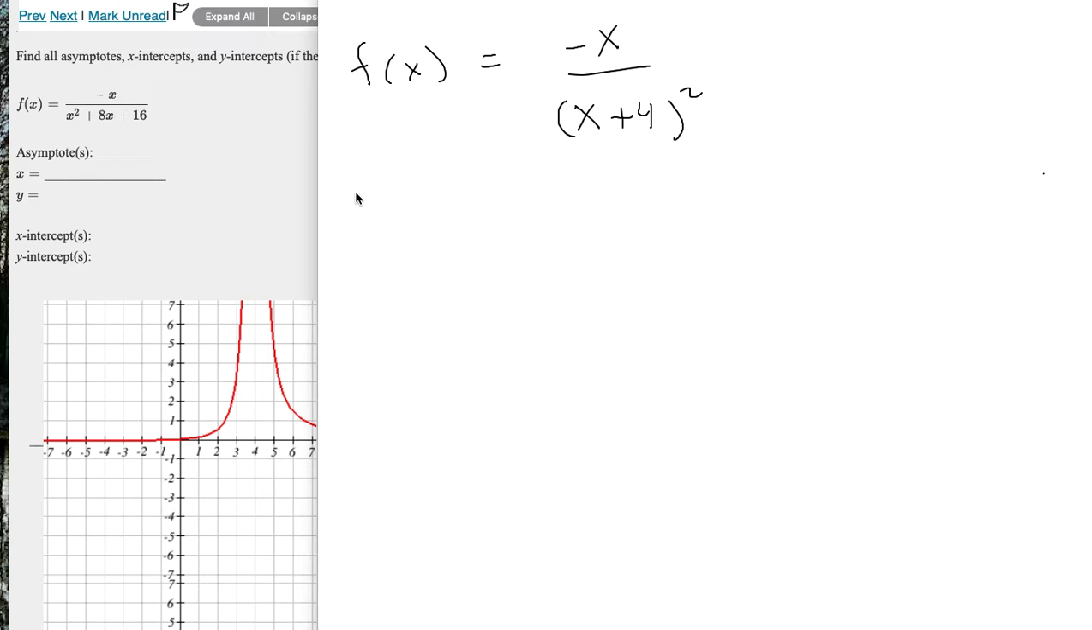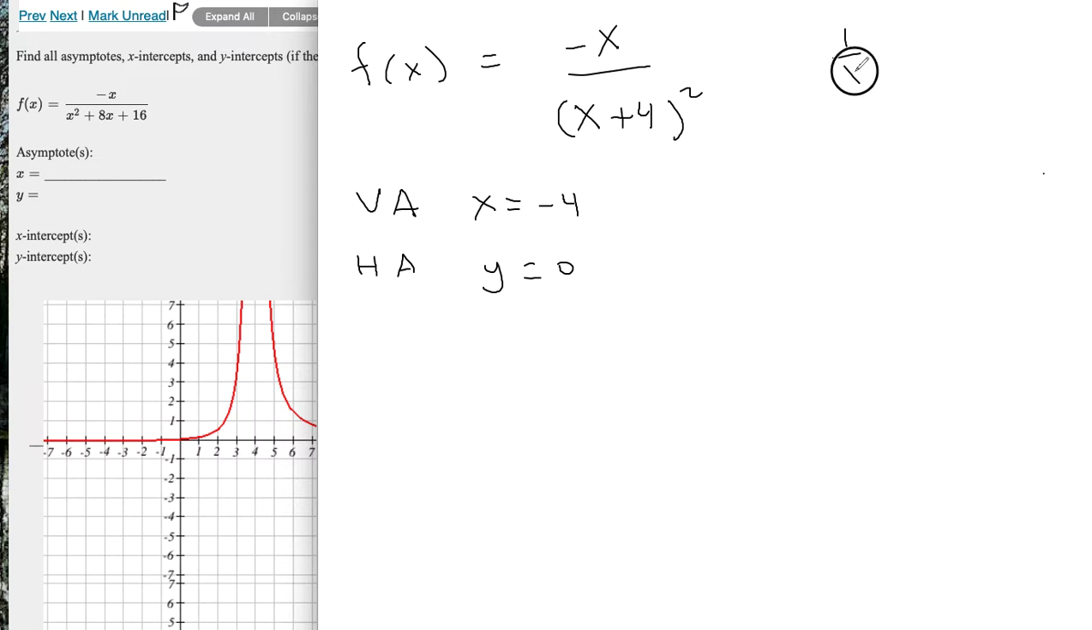Okay, so our vertical asymptotes are going to be from our zeros in the denominator, and so that would be a negative 4. Our horizontal asymptote comes from our small over big, the degree of the numerator and the degree of the denominator. So remember, if the degree of the numerator is smaller than the degree of the denominator, which in this case it is, that is always y equals 0.